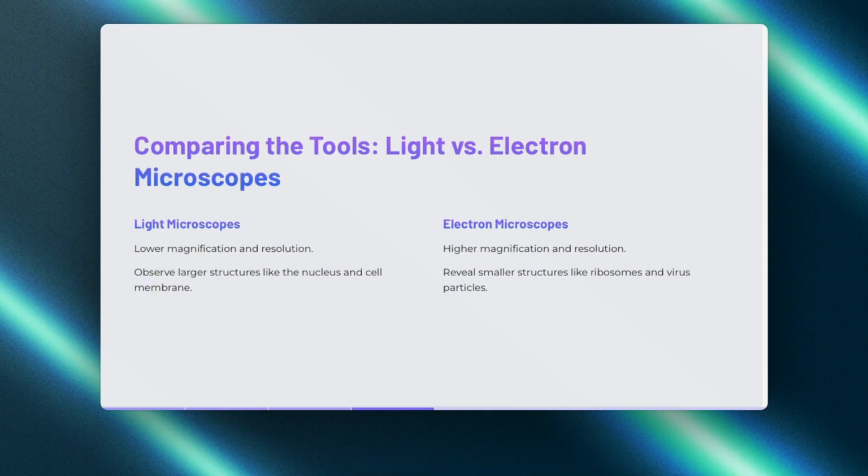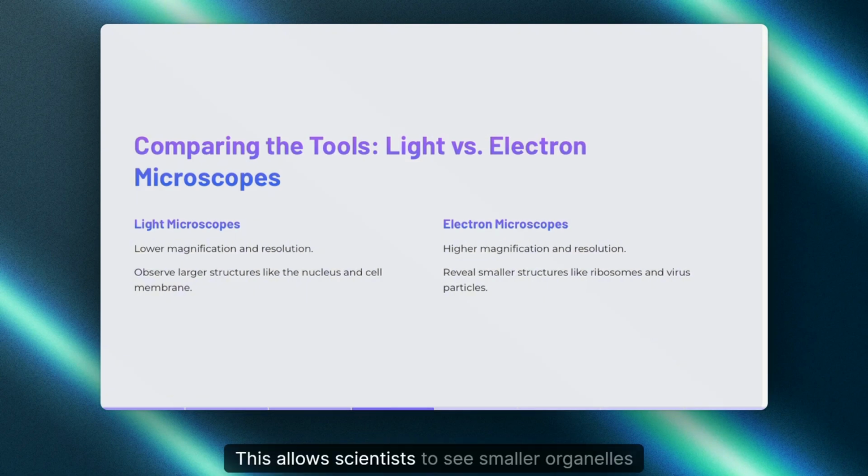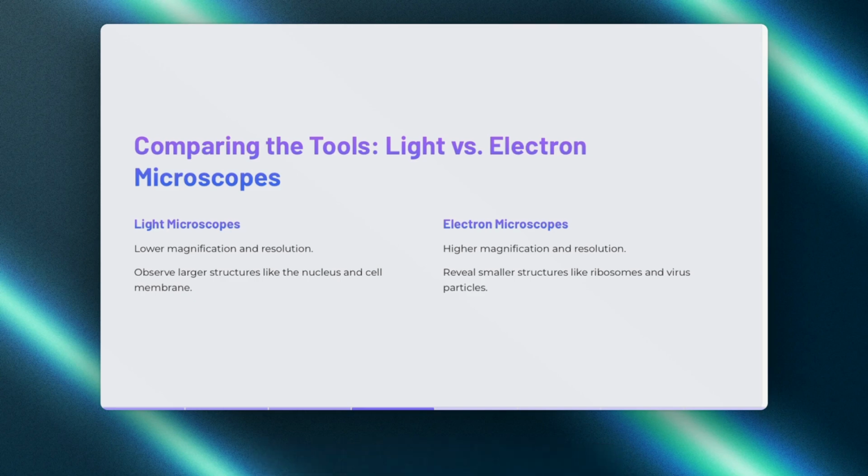In contrast, electron microscopes use electron beams, providing much higher magnification, up to 2 million times, and have superior resolution. This allows scientists to see smaller organelles like ribosomes, mitochondria, and even viruses, which are impossible to view with a light microscope.